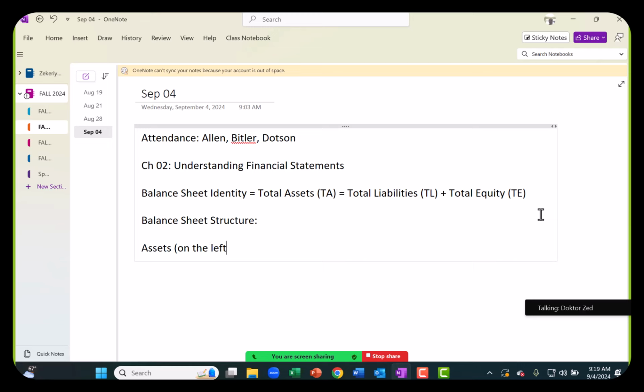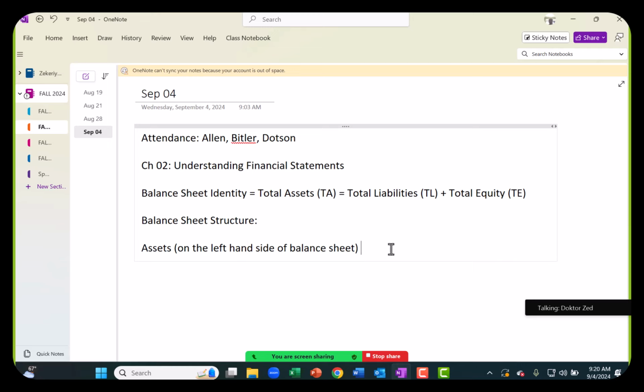It's all right. Assets on the left-hand side of balance sheet. By the way, the items in the balance sheet are listed as of a particular date. Balance sheet as of December 31st, 2023, if it's an annual statement. If it's quarterly, last quarterly would have been June 30th, 2024, just as of that date.